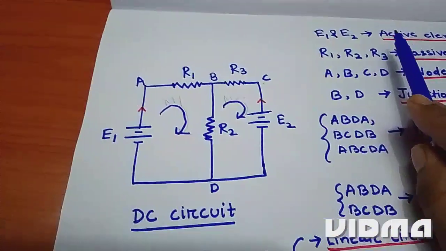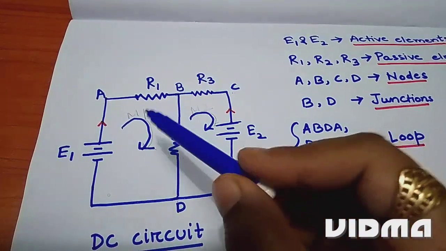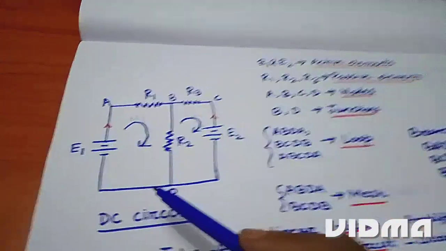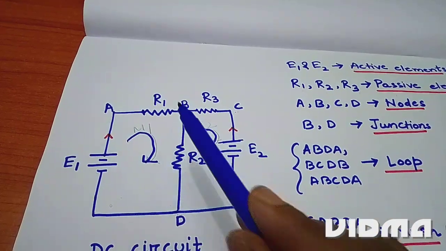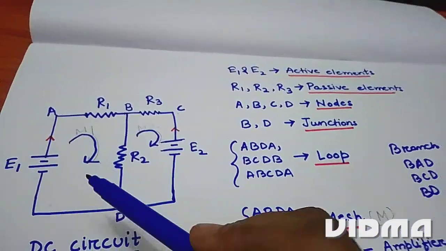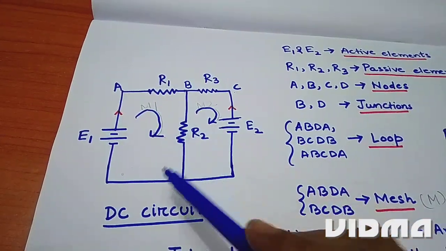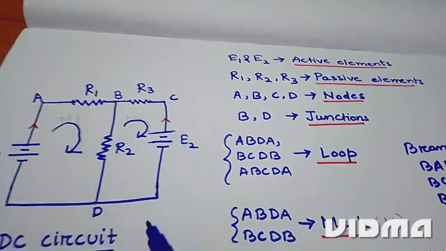In this circuit, again repeating, we have active elements like E1 and E2, and passive elements like R1, R2 and R3. Nodes are A, B, C, D. Junctions are B and D. Then we have the branches BAD and BCD. Similarly, we have BD also as a branch. Then we have the meshes A, B, D, A and B, C, D, B. Similarly, we have three loops.